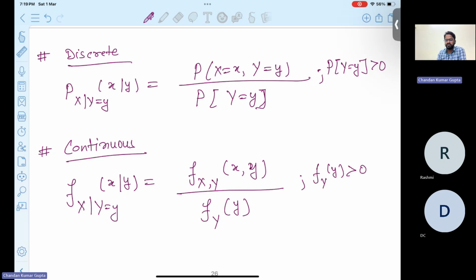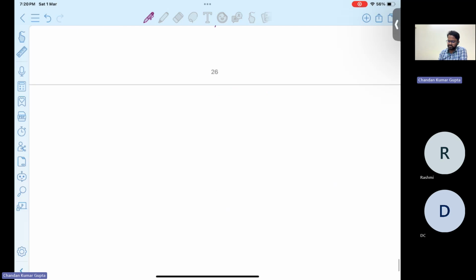So this is how we calculate the conditional distribution when we are given a joint distribution. With the help of the joint and marginal, we are able to calculate the conditional distribution. So this is it. There are random sums also there, actually not sample.